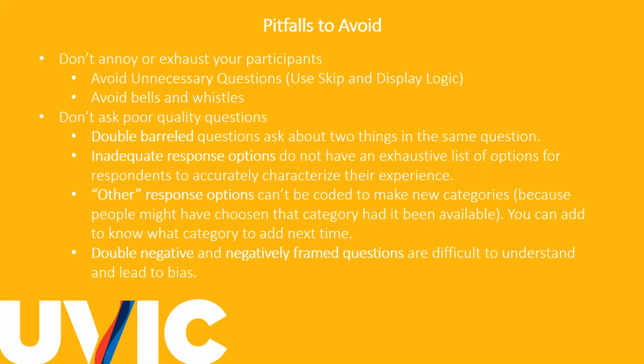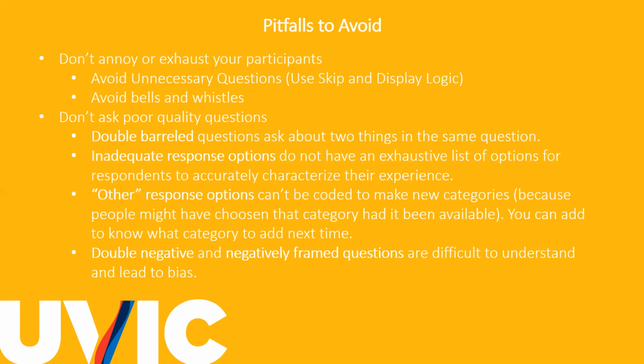I do want you to be able to look at a question and say, is that question a double-barreled question? Does that have inadequate response options? Is it a double negative? Those sort of things you should be able to look at a survey and see. And also when you're completing the assignment for this week, which we'll cover in a moment, it will be to create a survey. You want to make sure that you avoid these questions. If you've got any of these pitfalls for poor quality questions, you'll lose a point.